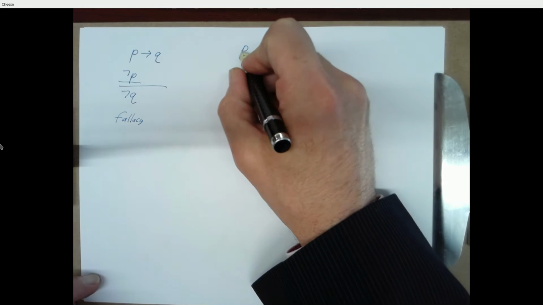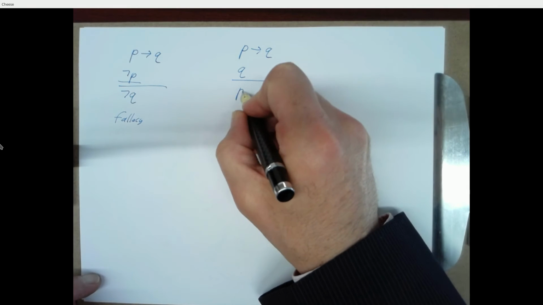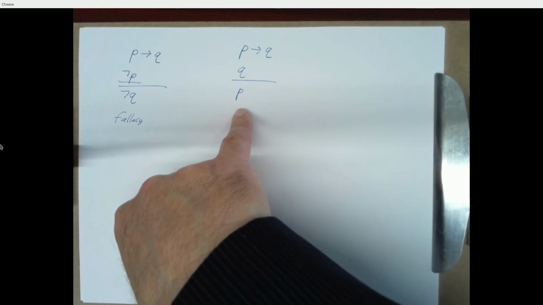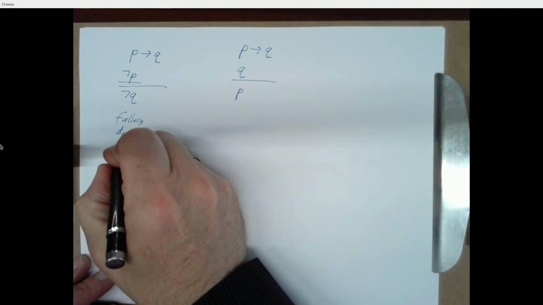And the other fallacy is this: if you get 100 on the final, you will pass the course. You pass the course, therefore you must have gotten 100 on the final. Right? And it doesn't follow logically. So this is the fallacy of affirming the conclusion. So this is denying the hypothesis.